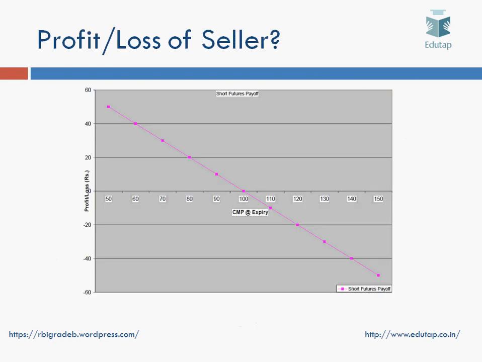Now what's the profit and loss of a seller in general? Now you can see on this screen that the seller is expecting that by the future date the price would decrease. That's why he has entered into a contract. But if the price increased by the settlement date, the seller would be in loss. You can see that as the price is increasing on this screen, the loss of the seller is increasing, and as the price is decreasing, as it goes from 100 to 50, his profit is increasing.